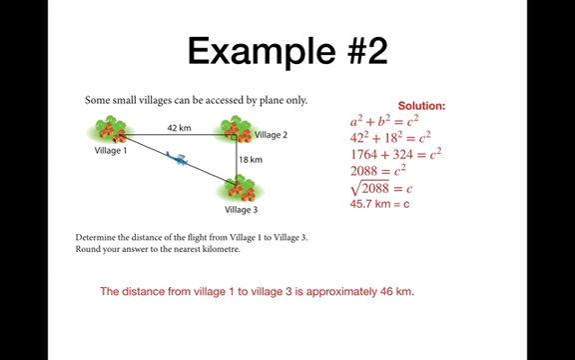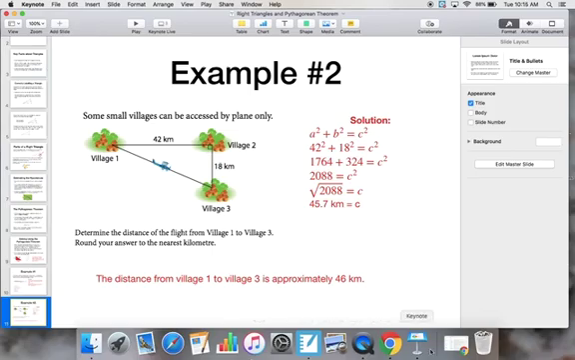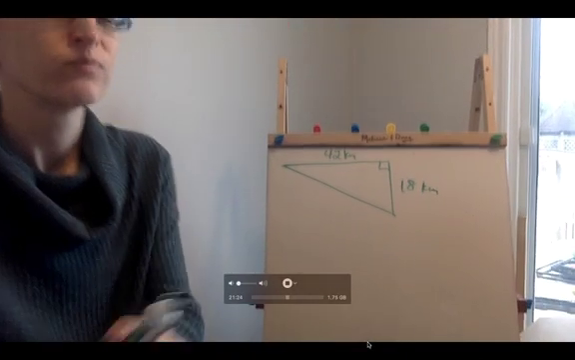The shortest distance from one place to another is always a straight line. If we're flying, we should be able to fly a straight line, providing there are no mountains or anything we need to avoid. So we don't need to worry about rivers to go around or bogs or anything like that. So what we have is the following diagram. I'm just going to draw on my board. We have 42 kilometers here, and 18 kilometers here. We are looking for this distance here.